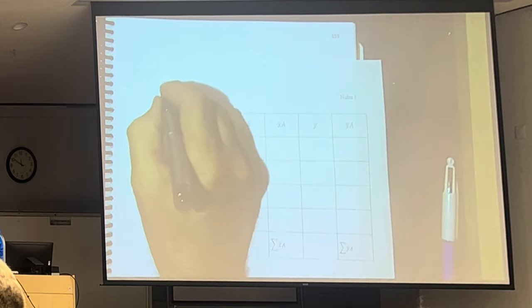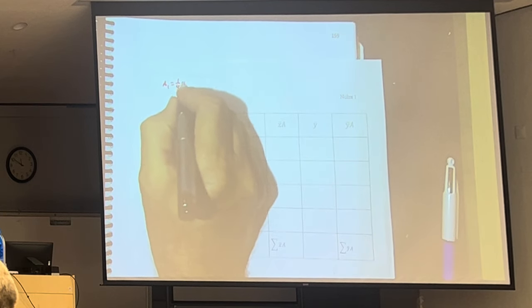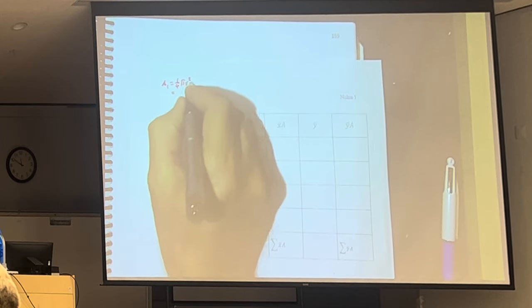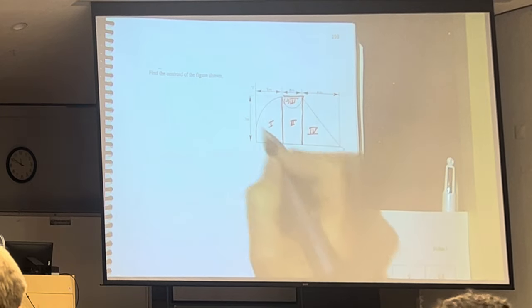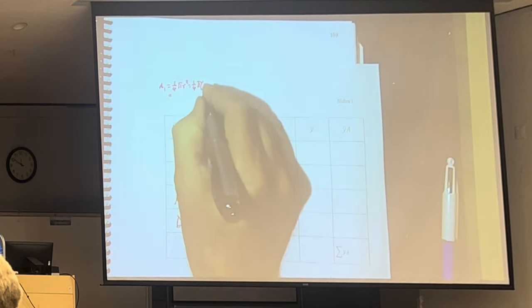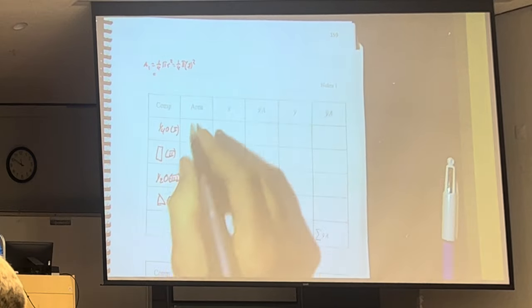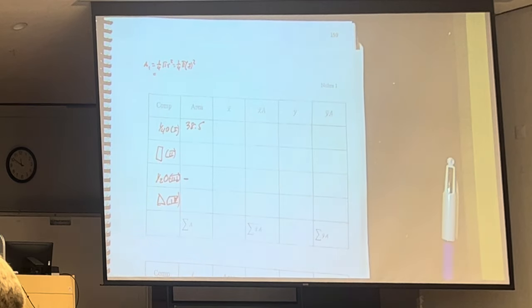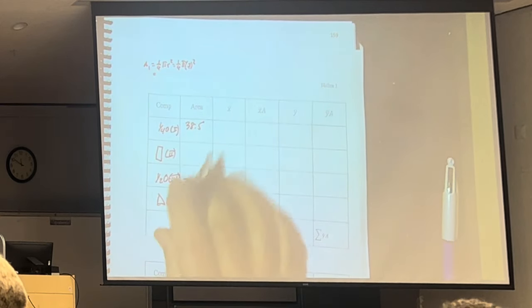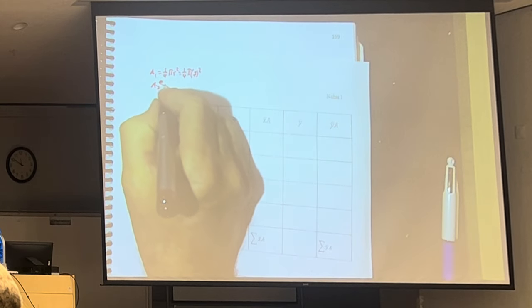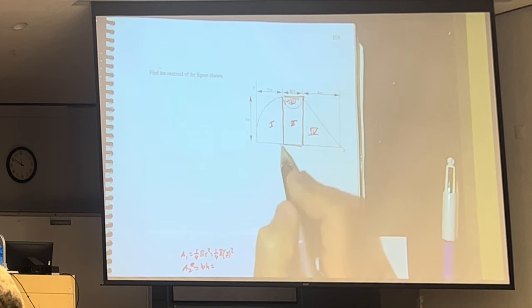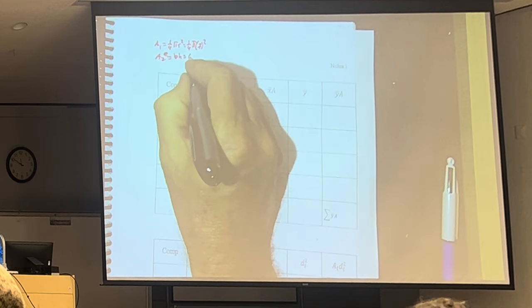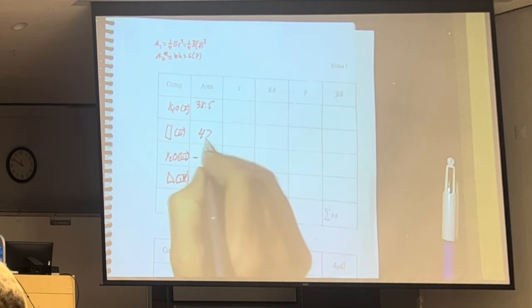Okay, quarter circle. Area 1 is 1/4 pi r squared. That is 1/4 pi times the quarter circle radius, 7 squared. That's gonna give me 38.5. And I should keep 3 decimal places. I will on an exam. So on an exam, please keep 3 decimals. Area 2, that's gonna be base times height. Base is this right here, which is 6. Height is 7. 6 times 7, well, that's 42.